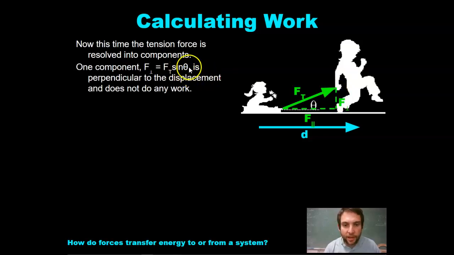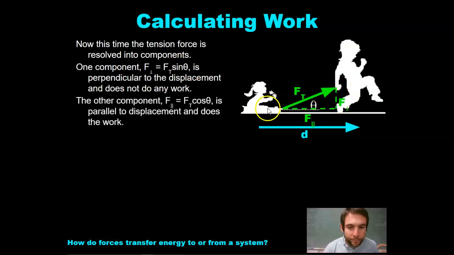And what's sine of 90? 0. So this component over here is 90 degrees relative to the displacement. So sine of 90 is 0, so the perpendicular component is 0, no work. The other component is the adjacent, so we would use cosine, and that is F_T cosine theta. Cosine of 0, because they're in the same direction, so cosine of 0 is 1.